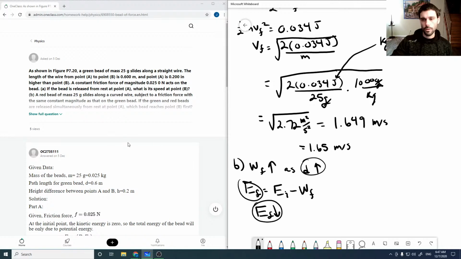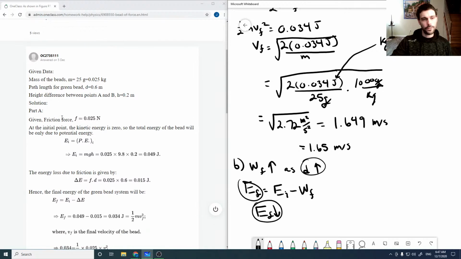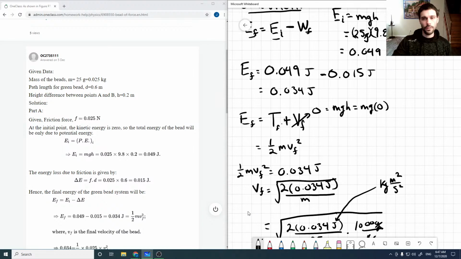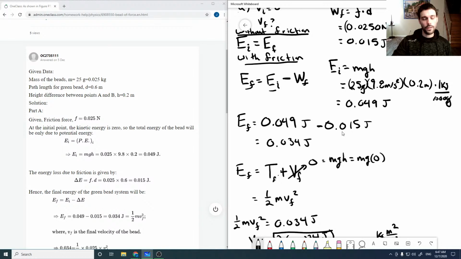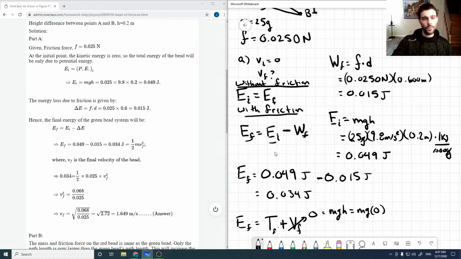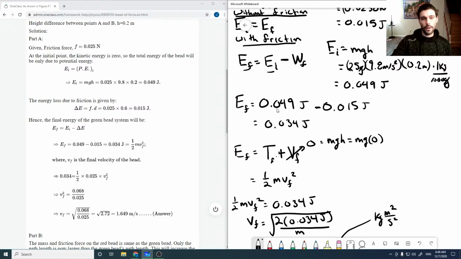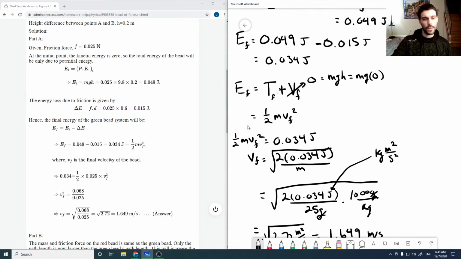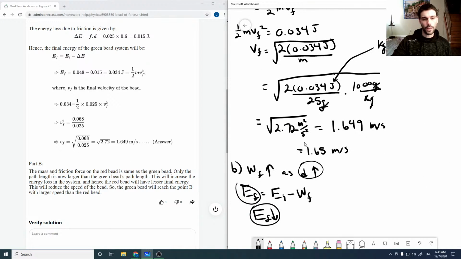Yeah, so checking through the solution we have here. We're given the mass, the path, and the height difference is our frictional force. So we can get our initial energy as mgh, which comes out to be 0.049 joules. Energy loss due to friction is 0.015, which is just our force times our distance. That means our final energy is just our initial energy minus our work due to friction, which comes out to be 0.034. That equals our final energy, which is just kinetic. So we can solve for vf, and if we do, we get 1.65 meters per second.